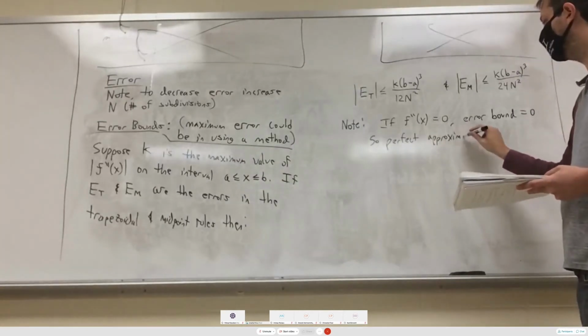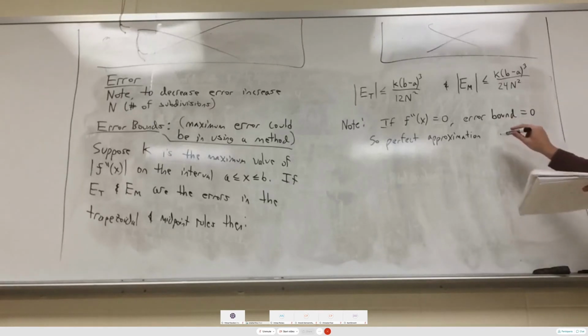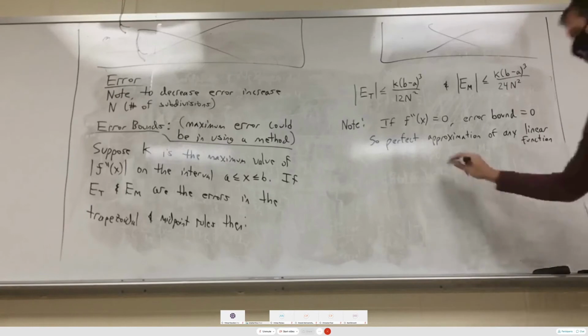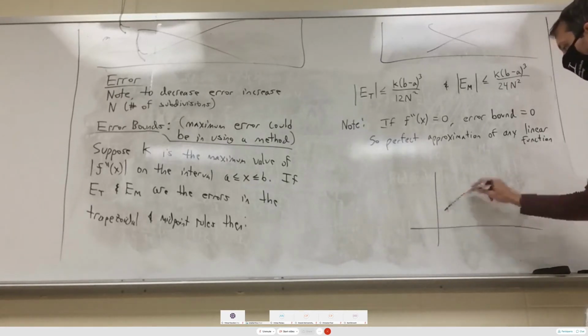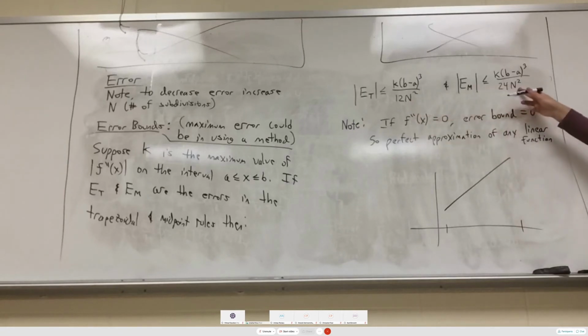What types of curves would have a second derivative that is 0? Or what curve has a second derivative of 0? Any linear curve, right? Any straight line at all. So I'm going to say there's this perfect approximation of any linear function. You don't have to write this down, but it actually makes a lot of sense. Imagine I had a straight line, right? And I'm going to divide it up. It doesn't actually matter how many divisions, because n is going to be irrelevant at this point.